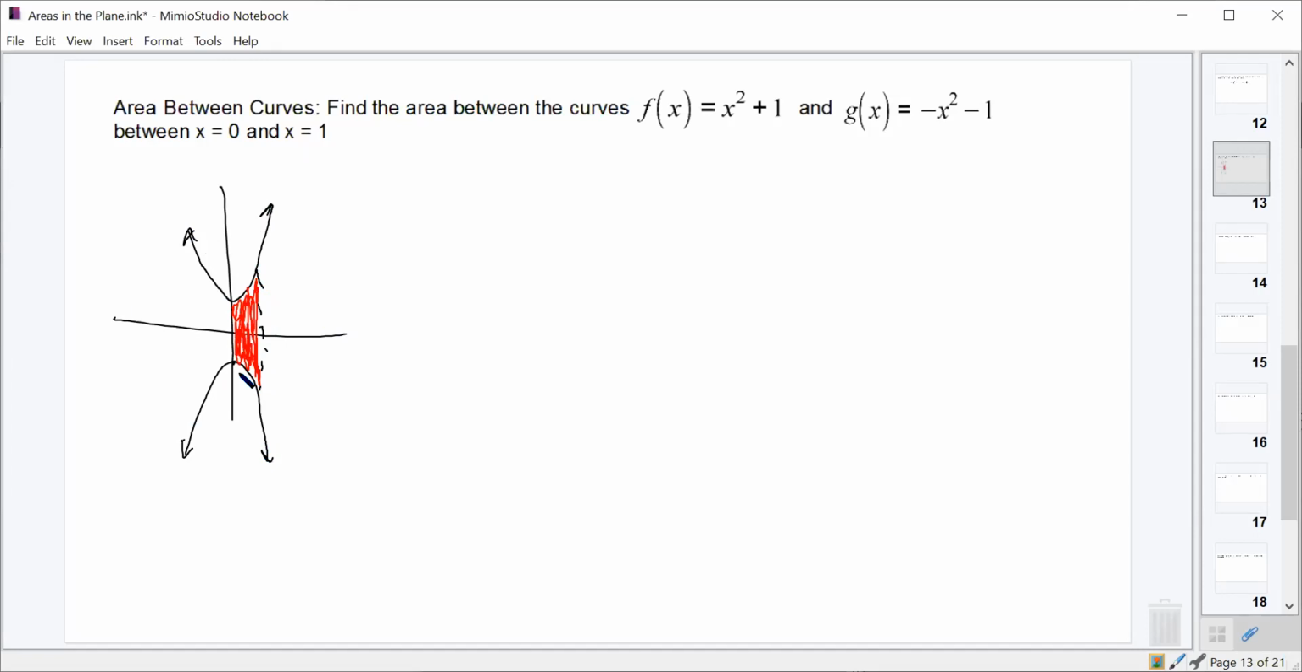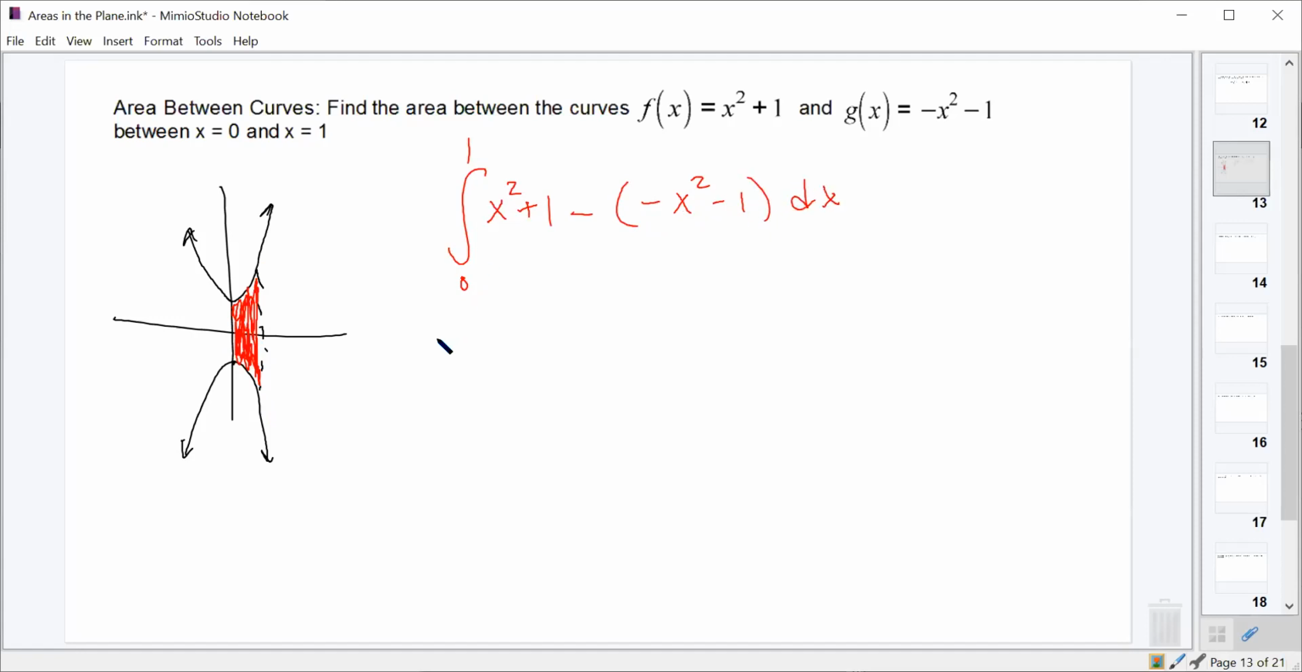f of x. Does it matter that one is above the x-axis and the other is below the x-axis? Nope, not at all. Good. You were listening to all the stuff we just did. So we're going to integrate from 0 to 1 of x squared plus 1, the upper function, minus the lower function, negative x squared minus 1, dx.